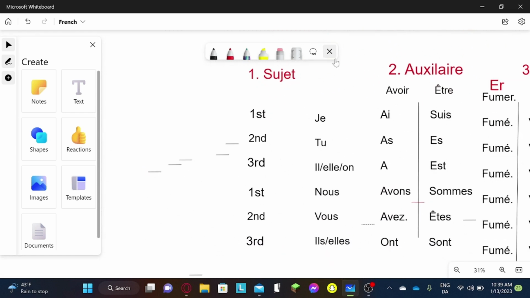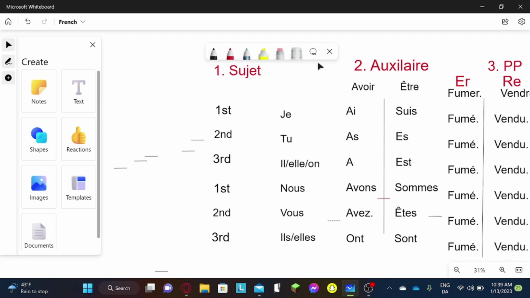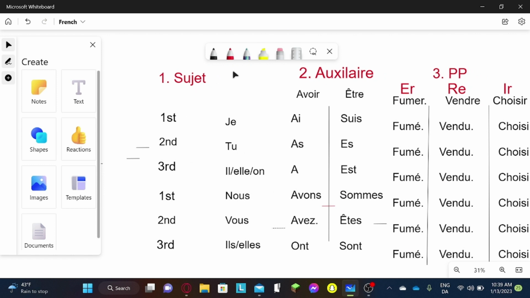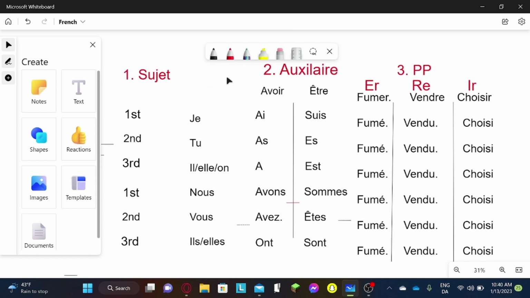Now, the subject. Here we have all six subjects, and those 6 subjects are je, tu, il, nous, vous, and ils. And as you can see, all of these have different auxiliaries which will be used in conjugating in the other 2 steps. Now, the 2 auxiliaries we have here are avoir, to have, and être, to be. Now, as you know, the conjugation for avoir is a, and so on, and for être, suis, et, and so on.